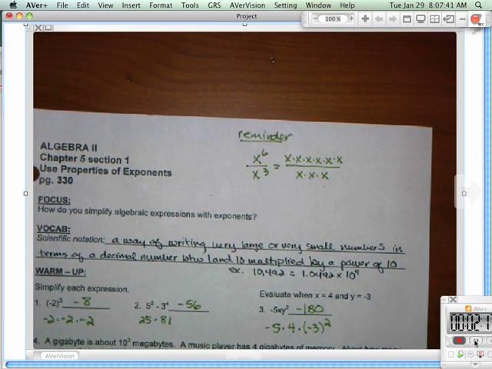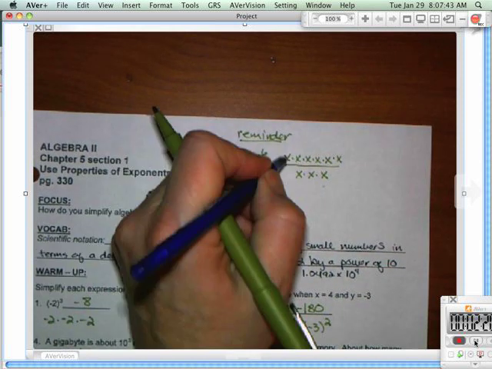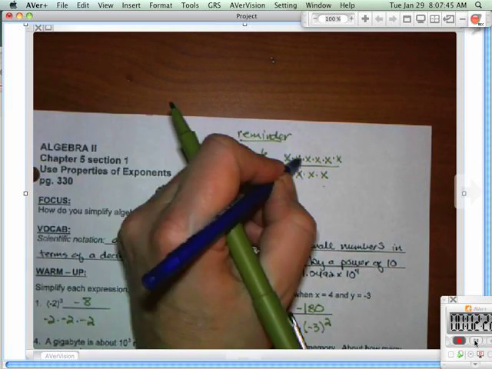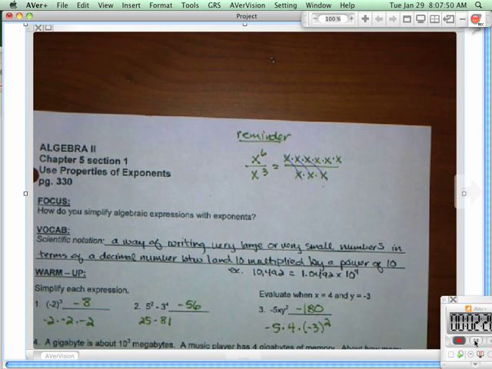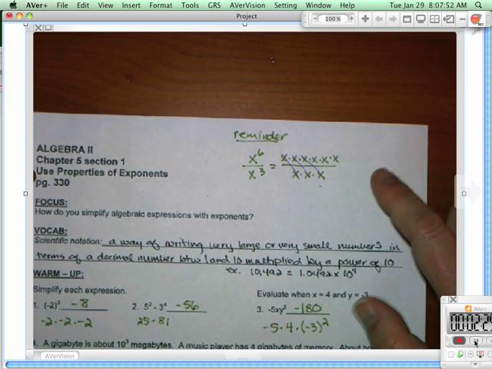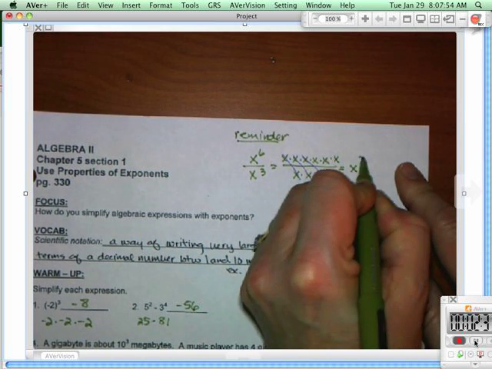So cancel out, because x divided by x is just 1. X divided by x is just 1. X divided by x is just 1. And then you have 3 x's left on top. So that equals x to the third.